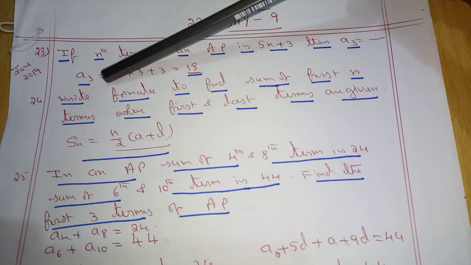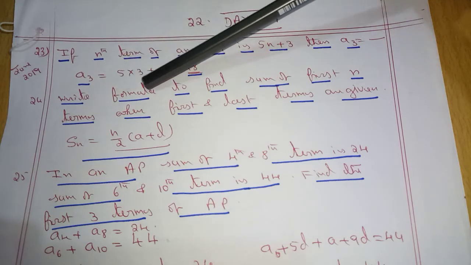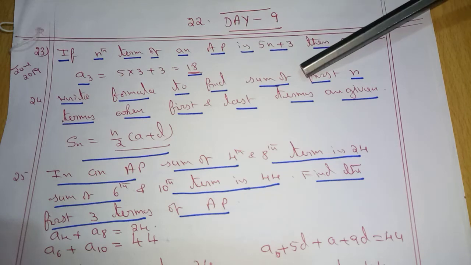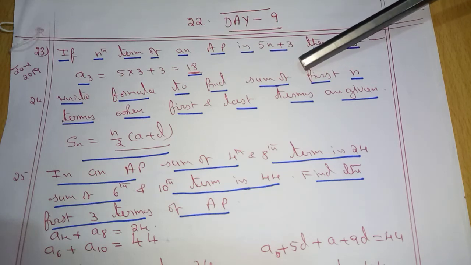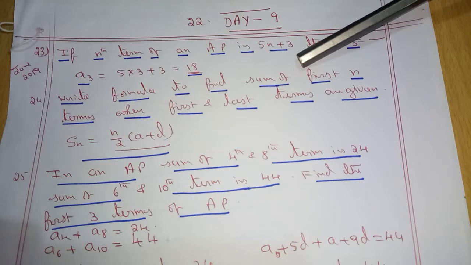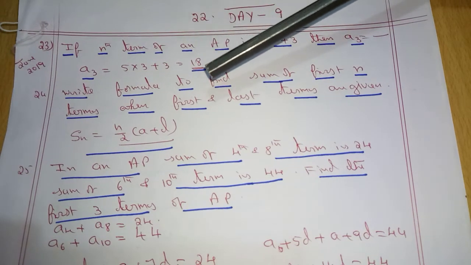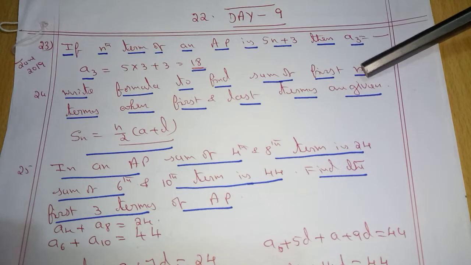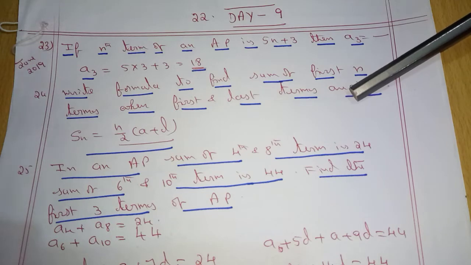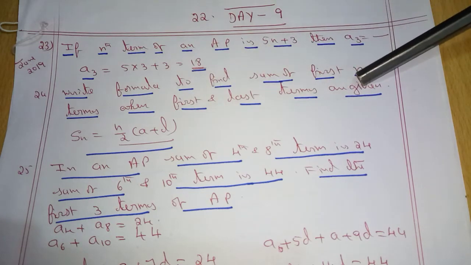Copy the next question. Write the formula to find the sum of the first n terms when the first and last terms are given.